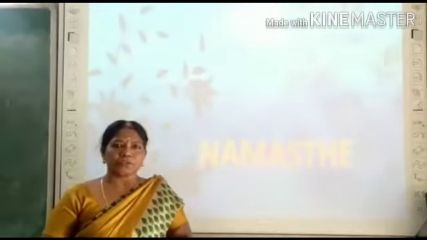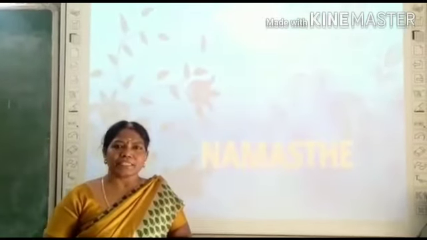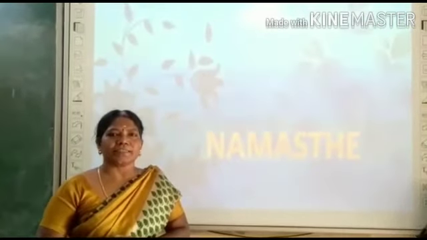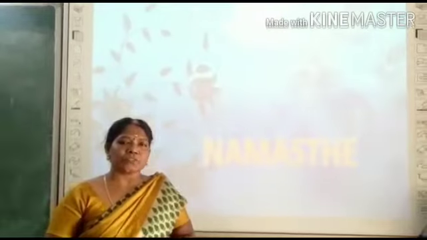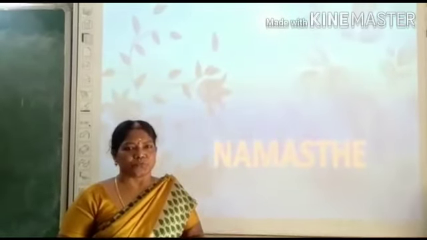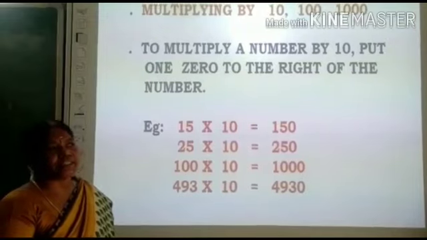Today we are going to learn chapter 3, multiplication. Multiplying by 10, 100, 1000, then 200, 300, likewise 2000, 3000. Then exercise number 2. First heading: multiplying by 10, 100 and 1000.